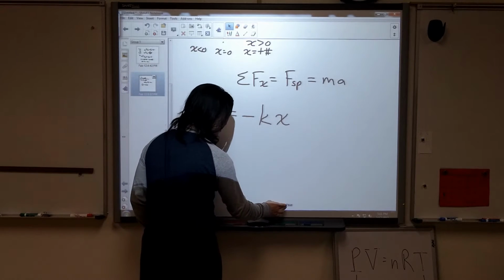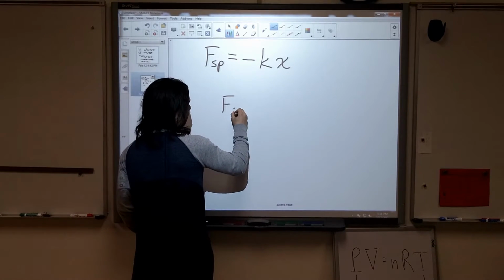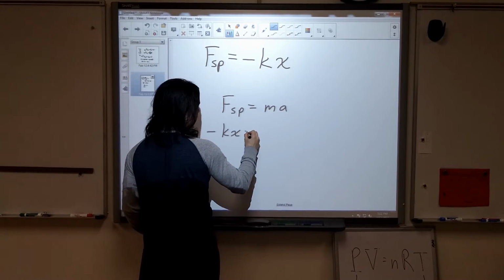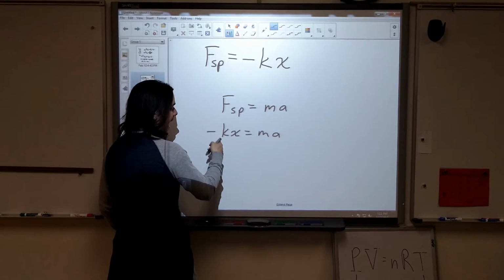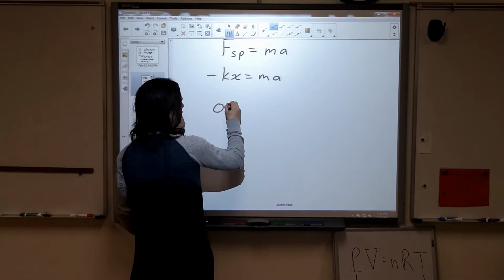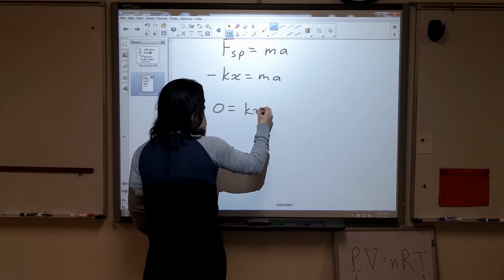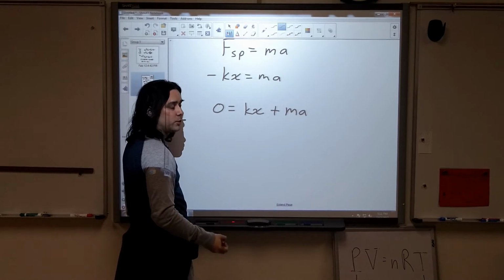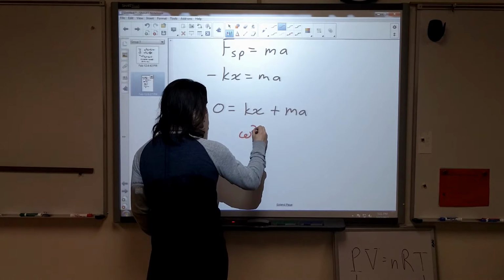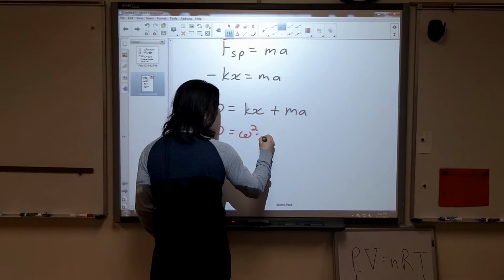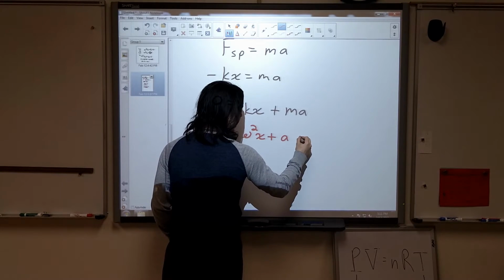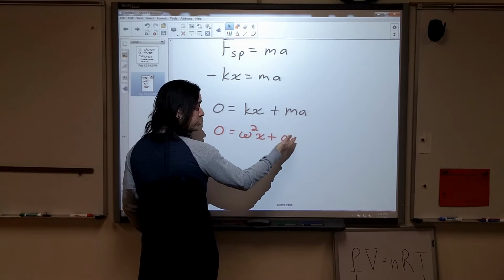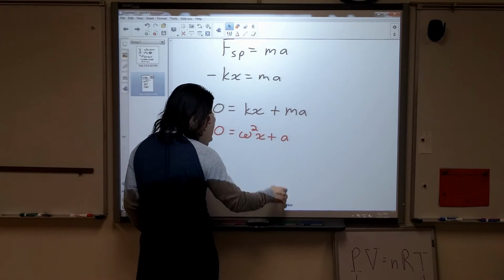All right, let's fill these in. For the spring system, this actually goes very quickly. You're going to see that we're going to be done pretty quickly. So I end up with negative kx equals ma. Okay, I'm going to add kx over here, and I get the following: 0 equals kx, order doesn't matter, plus ma. Remember our general equation. We need omega squared x plus a equals 0. Omega squared x plus x double dot, which is the acceleration, needs to equal 0. I could write the equals 0 over here.